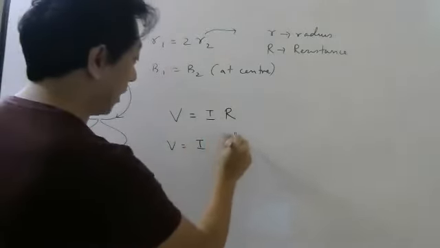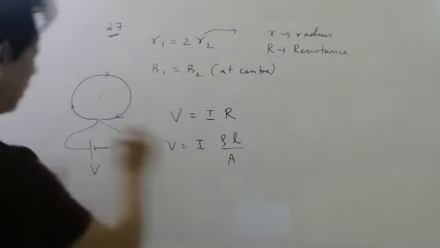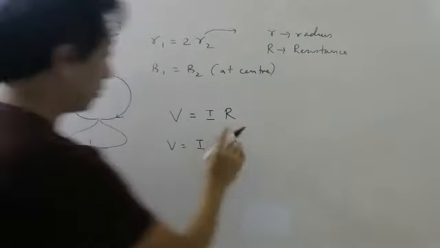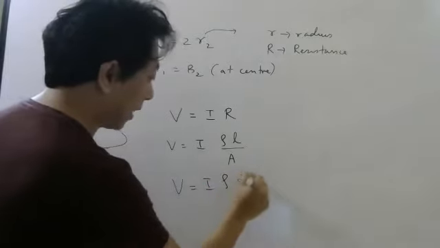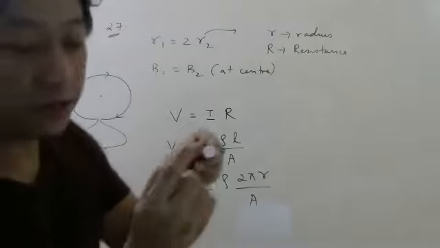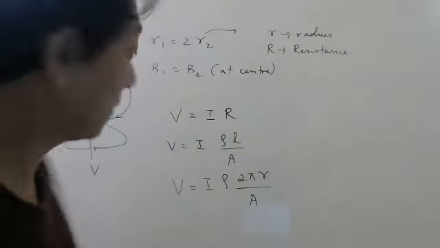Resistance is rho L by A. Correct now? And L is what? This length, between this point to this point. So for L, I can write 2 pi R by area of cross section. This A means this area. Students, don't confuse it with some other area.